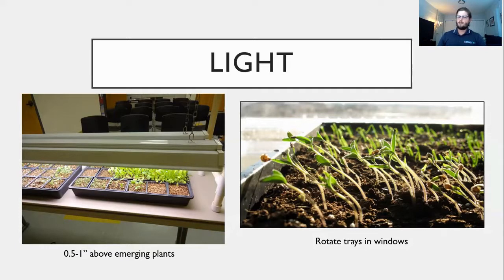If all you've got is a window, I would try and get a south-facing window. Here in the Northern Hemisphere during our growing season, our south-facing windows are going to get the majority of the sun. Just know that you're going to have to rotate them frequently. You can see here, plants exhibit what we call phototropism, so they will move towards the light.